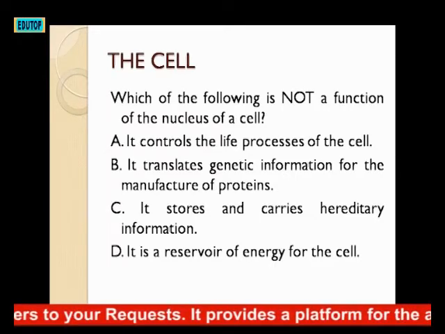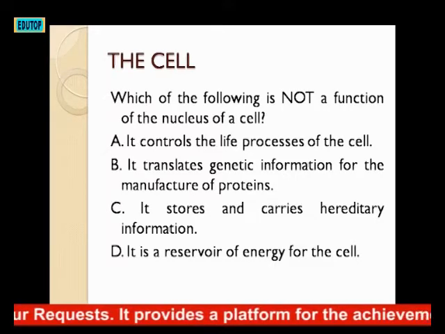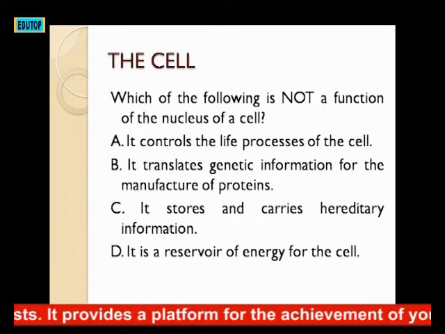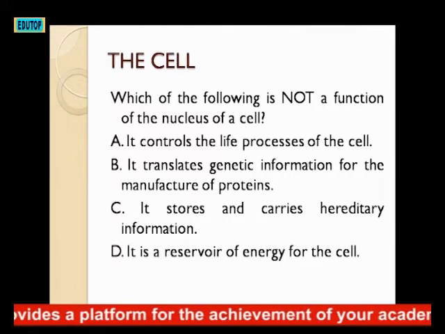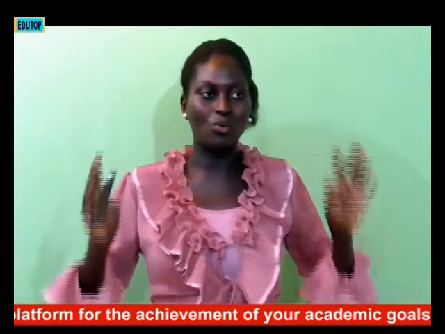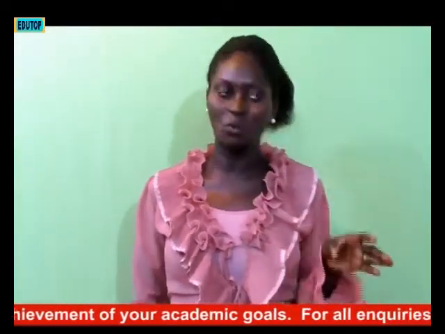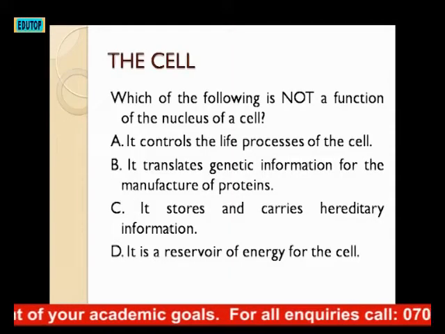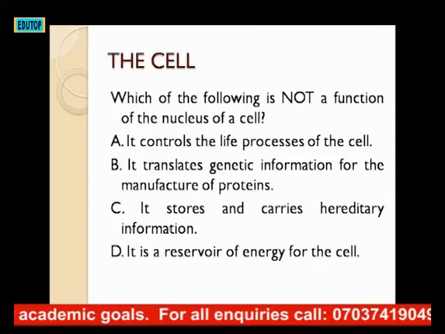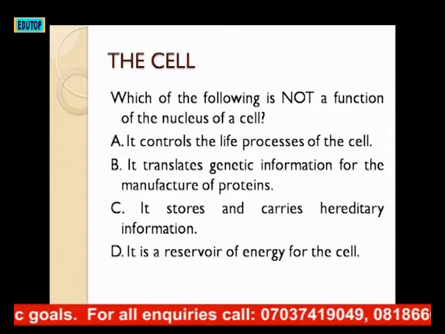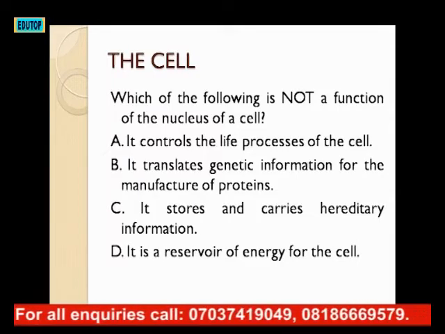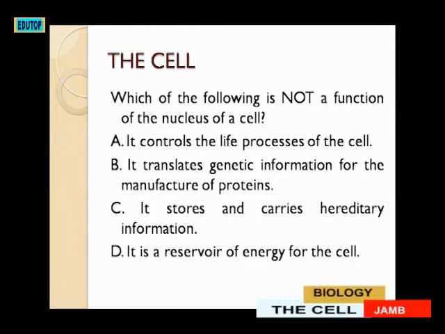Okay, the second one says it can translate the genetic information for the manufacture of protein. And the third one, it stores and carries hereditary information. All those words are characteristics of the nucleus. The last one, which is it is a reservoir of energy for the cell. That's not the function of a nucleus. No, it's not a reservoir for energy of the cell. So D is our answer.